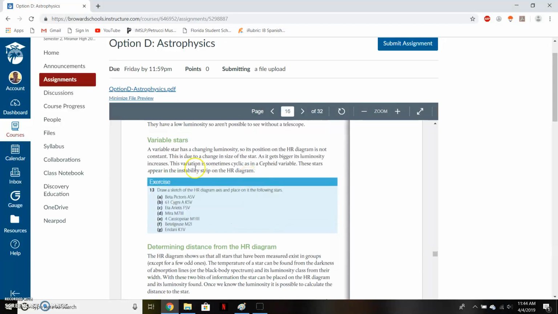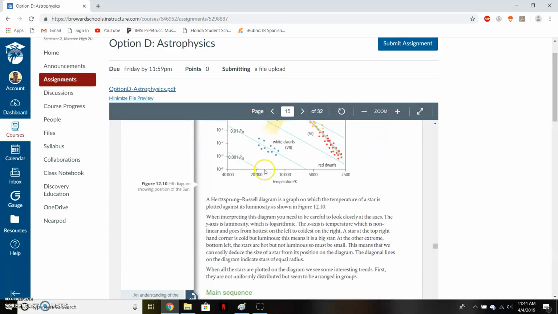Two things that are important are variable stars, which have changing luminosity because of their change in size. As it gets bigger, its luminosity increases. This causes a cycle known as the Cepheid cycle variable. And these stars give the HR diagram an instability strip here.